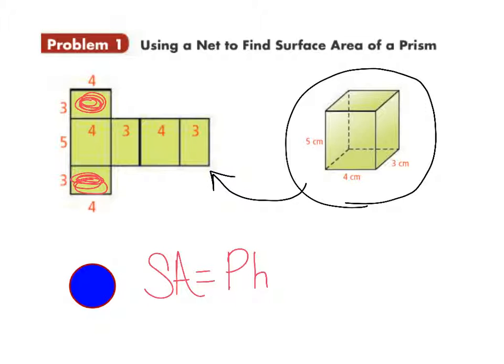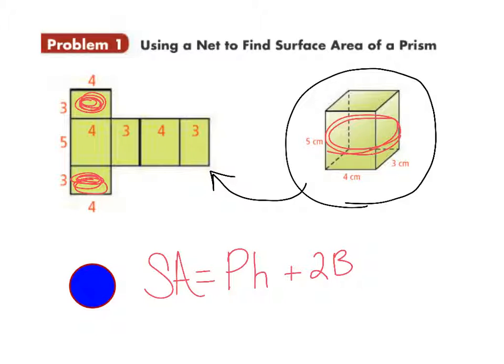Now, because that base is not always a rectangle, sometimes it's a hexagon, sometimes it's a triangle, I'm going to keep this formula very generic, and I'm just going to say, take the perimeter times the height. That's going to get us all these lateral faces around here. And add in 2, and then I'm going to put capital B, and capital B means area of the base.